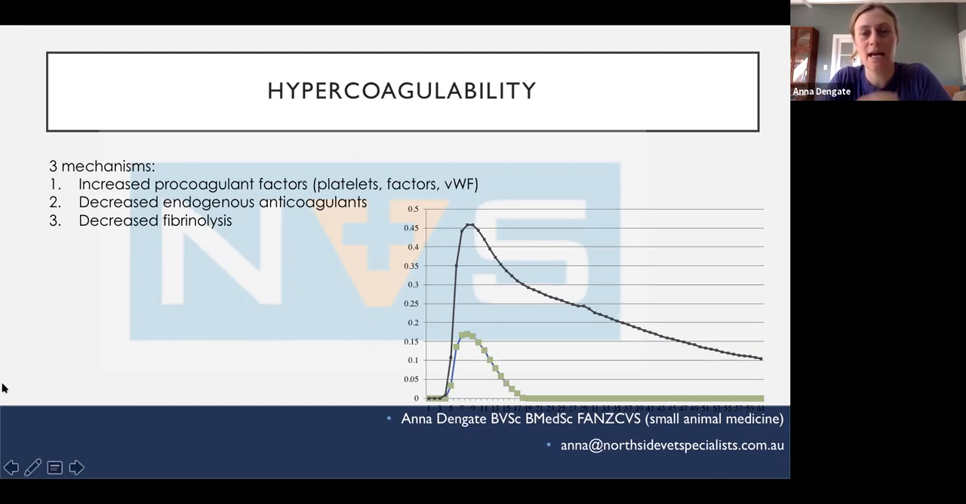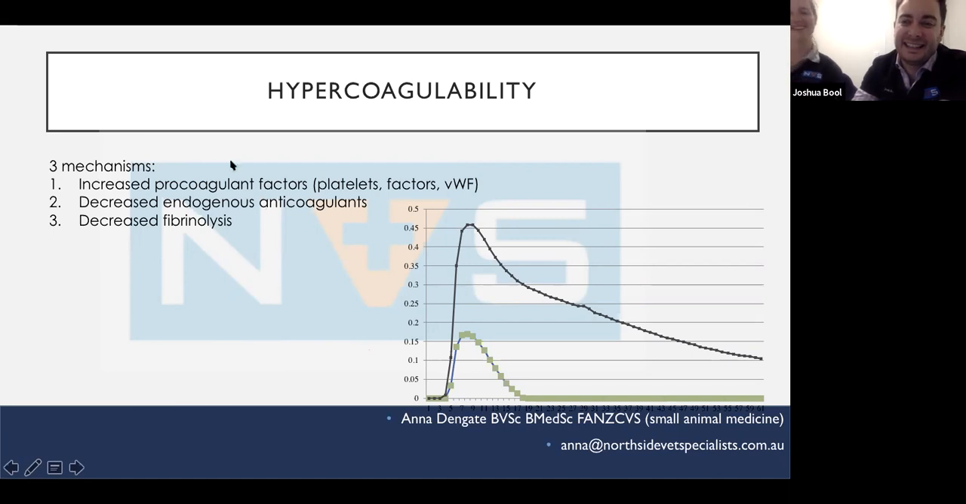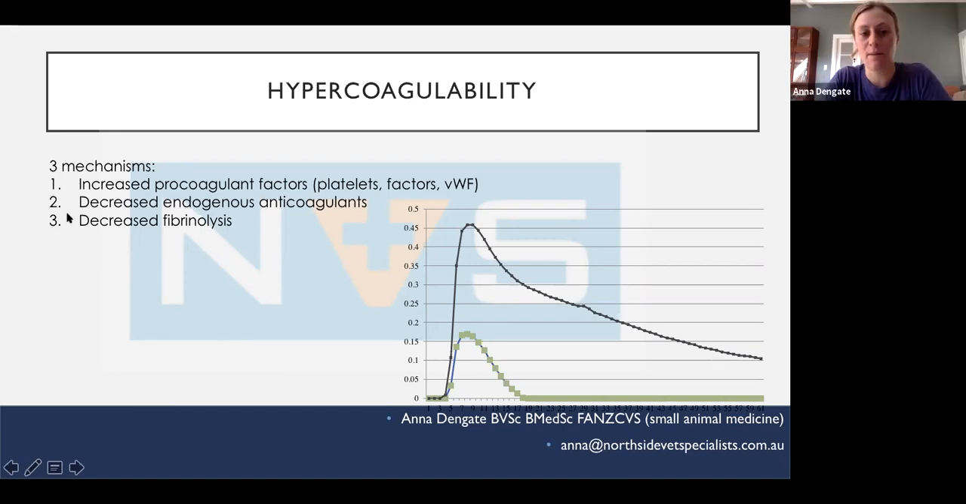So if I would be a horrible membership examiner, sorry, everyone. So this would be a hard question, but they would be the 3 main points I'd want you to recognize if I asked a question about hypercoagulability.